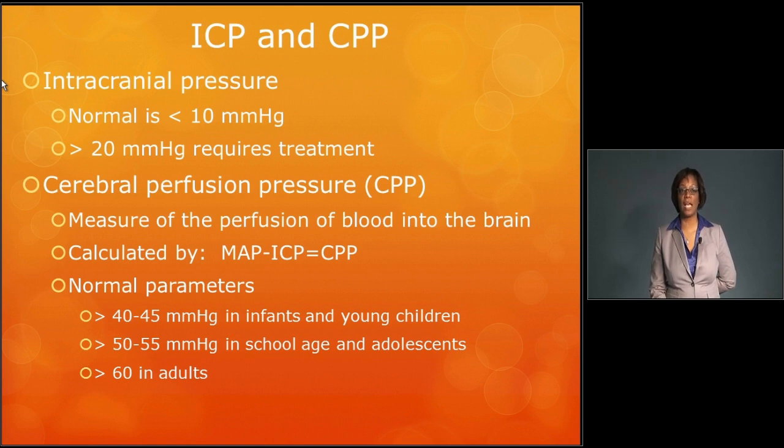Cerebral perfusion pressure, on the other hand, is a measure of the perfusion of blood into the brain. So it's really looking at cerebral vasculature and cerebral perfusion. Now we can calculate cerebral perfusion pressure by looking at the mean arterial pressure, which again is sort of a reflection of the systemic arterial pressure. And then we subtract from that the intracranial pressure. And what we're left with is the cerebral perfusion pressure. So we give you the normal parameters there in young children and in school-age adults.